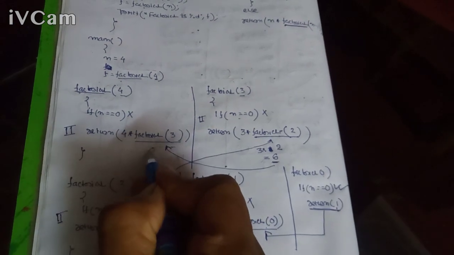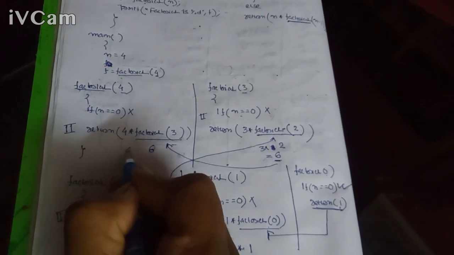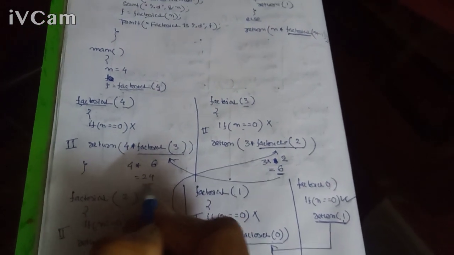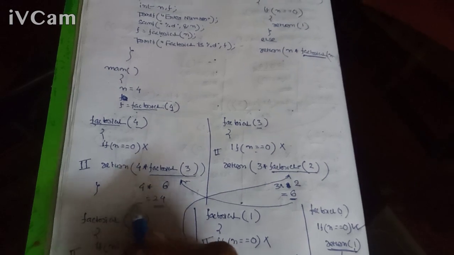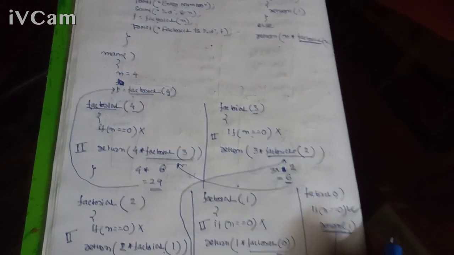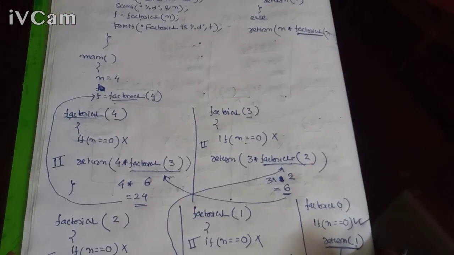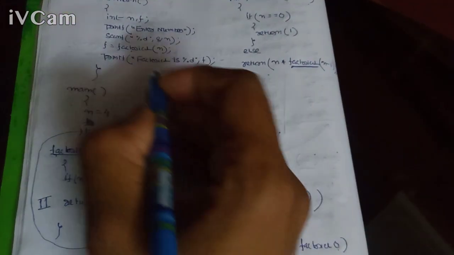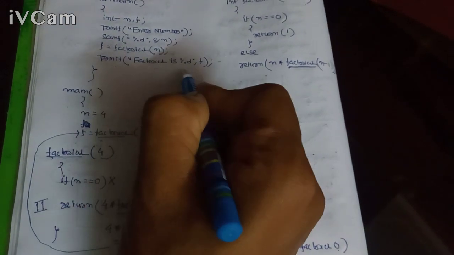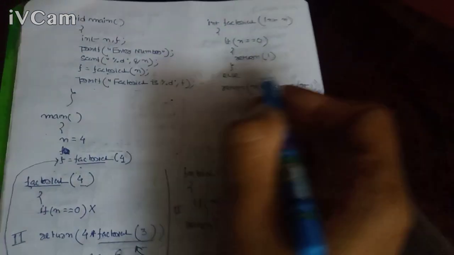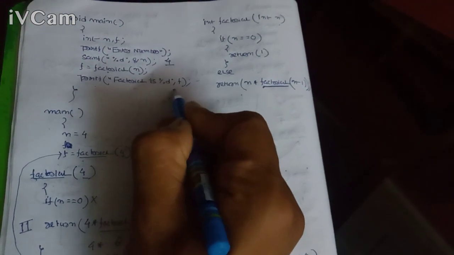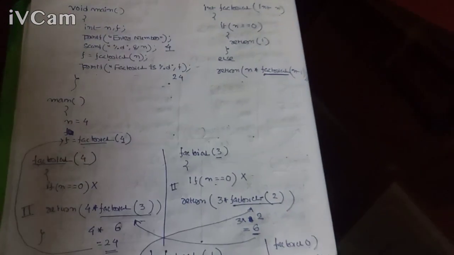So this value comes where? In this position. Now 4 into 6 is what? That is 24. And finally this 24 comes where? That is in this condition, in F. So what is the value of F now? That is 24. So whenever we print the value, that is factorial is %d comma f, it will print what? That is 24. So if I put the value of n as 4, then the result is what? That is 24.